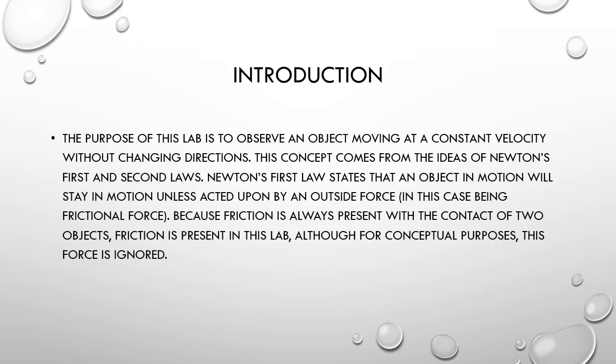All right, so the purpose of this lab is to observe an object moving at a constant velocity without changing direction. This constant comes from the ideas of Newton's first and second laws. Newton's first law states that an object in motion will stay in motion unless acted upon by an outside force, in this case being frictional force. This is also known as the concept of inertia. Because friction is always present with the contact of two objects, friction will be present in this lab, although for conceptual purposes and calculations, this force will be ignored.